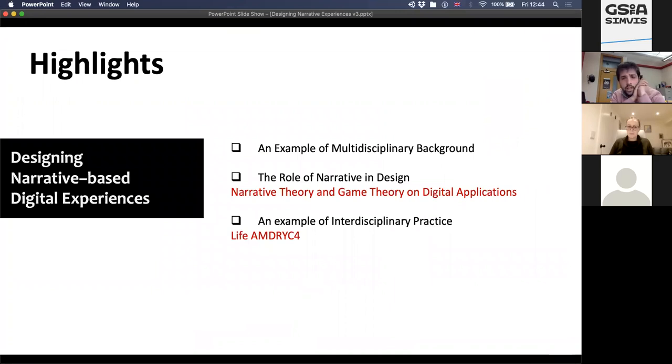And hopefully more or less clear the highlights of this presentation in relation to how narrative design can help us to create more effective digital experiences. In total, honestly, we have to see, because this is very recent, we have to test that. But I'm very confident that there will be a good reception of this. It will involve different groups in education and within the research area of environmentalism.